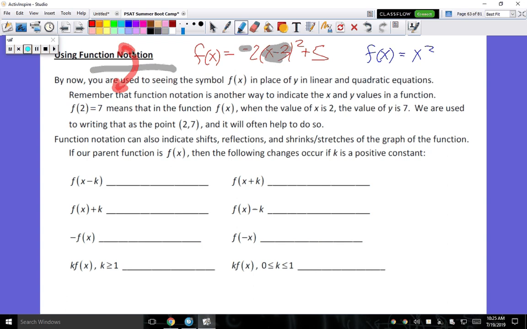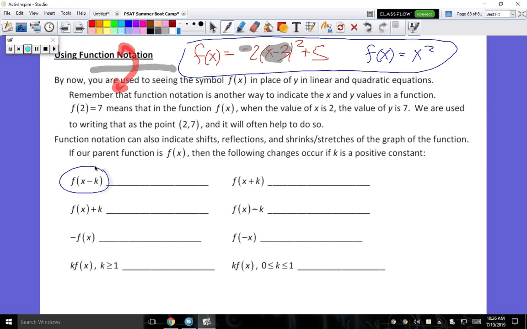Then it's a stretch by what? 2. And then a shift 5 up, because it's a vertical one. Vertical is up or down. Alright, good. Now this, to me, is very easy as far as for students to get it and understand. But when we look at this, don't make it more difficult than what it is.